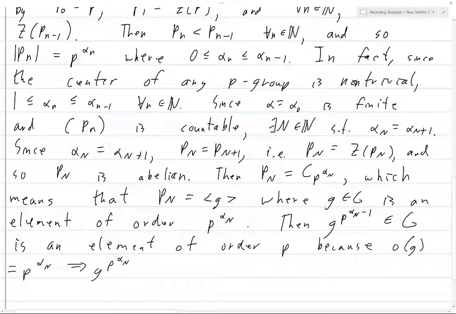So g^{p^{alpha_n - 1}}, if we raise this element to the power of p, then this is just going to give us g to the p^{alpha_n - 1} multiplied by p, which is g^{p^{alpha_n}}, which is equal to 1. And so, of course, that means that g^{p^{alpha_n - 1}} is an element of order p.